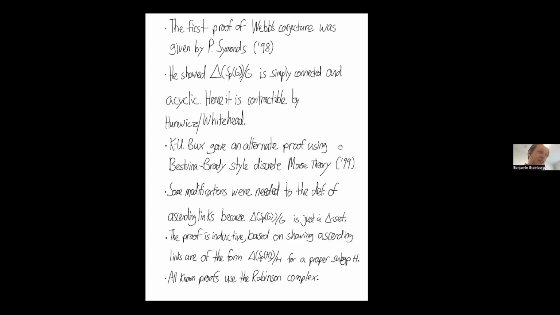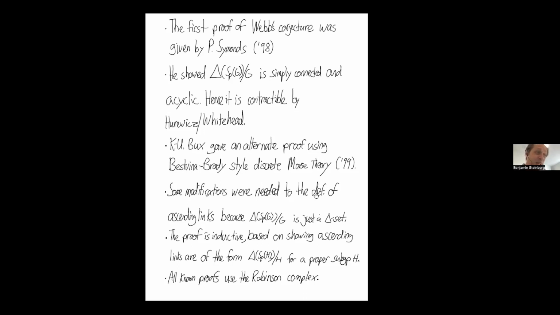So Bucks gave an alternative proof using Bestvina-Brady style discrete Morse theory, and his proof is probably the closest to mine, but it's not so explicit. So it's not so easy for me to see exactly how similar they are. But basically, there are a couple of things that come up in his proof, for those who know Bestvina-Brady style Morse theory, discrete Morse theory, which I won't try to explain.